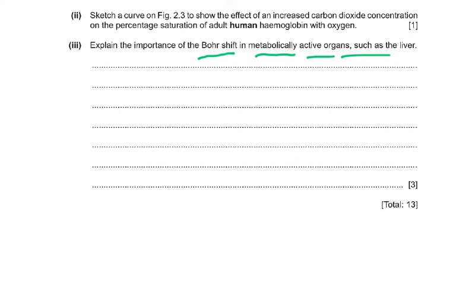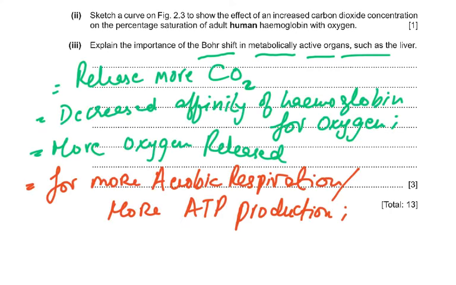So when it ditches the oxygen, that means there's decreased affinity of hemoglobin for oxygen. So more oxygen is released. Why? Because if there's more carbon dioxide, that means there's more aerobic respiration. So we want to delay anaerobic respiration. So more oxygen is released for more aerobic respiration and more ATP production. So more ATP production is the most important thing per unit time. So metabolically active organs release more CO2, decreased affinity of hemoglobin for oxygen, and more oxygen released, more aerobic respiration, more ATP production.